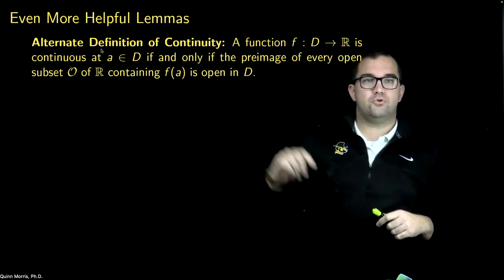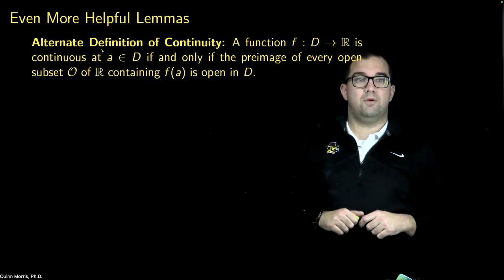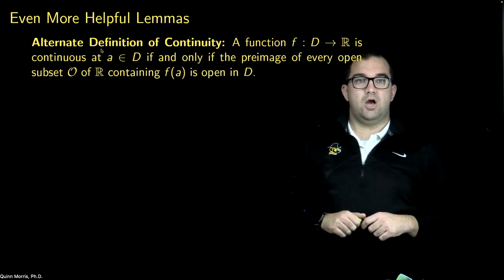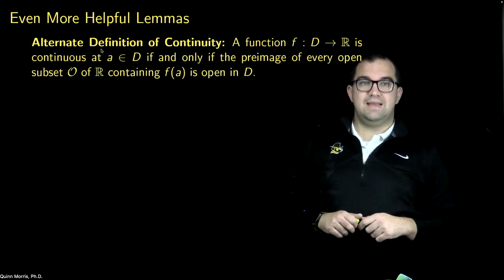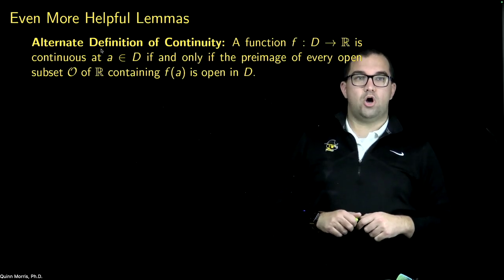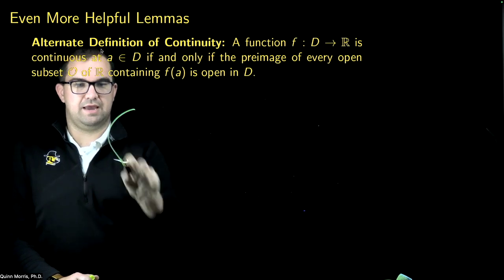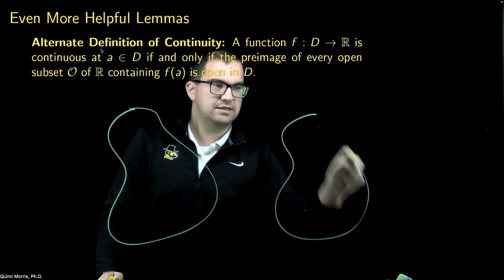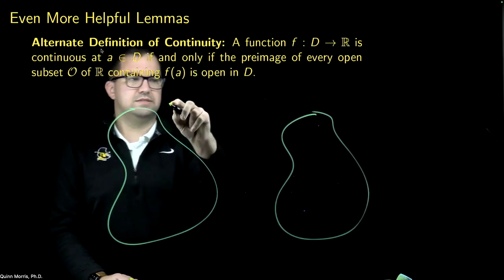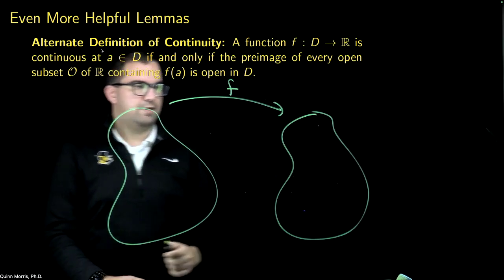Okay? So this alternative definition says a function is continuous if the pre-image of every open subset O of R containing f of a is open in D. So to first just understand what that's saying, I'm not even going to draw this in R. You can generalize this to more abstract spaces, and for drawing the picture, I think it's actually more helpful to think about it that way.